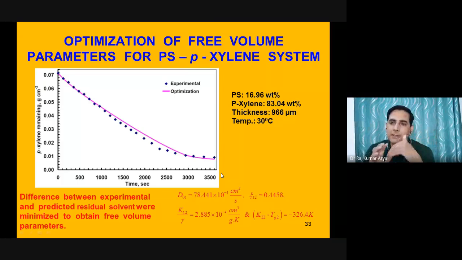So optimization is always a time consuming and tedious job. Somehow we have to find the easiest path. We will come to that part actually.